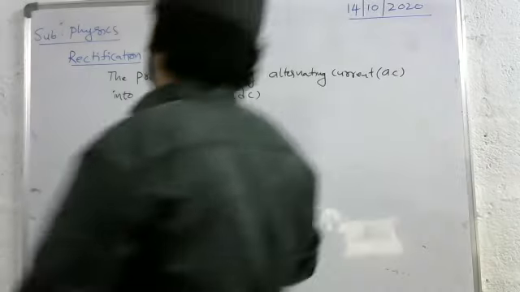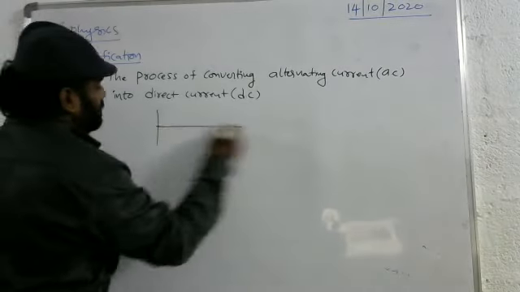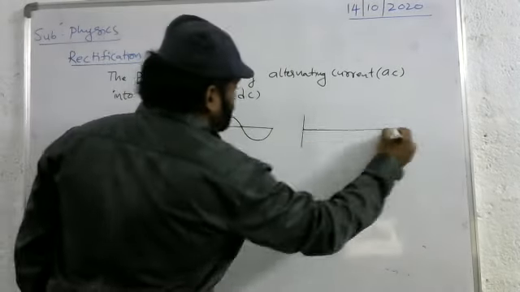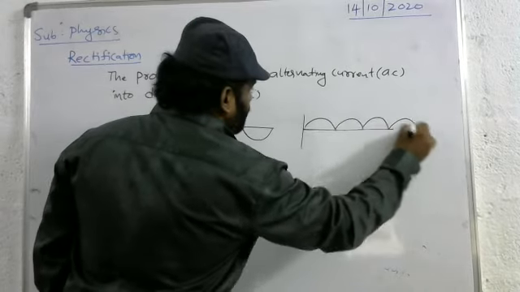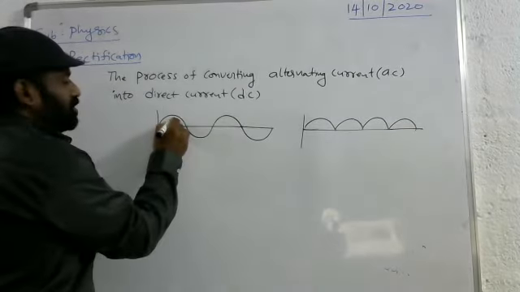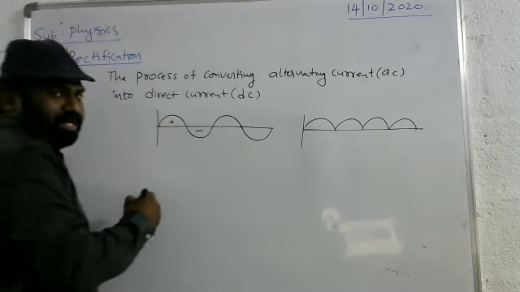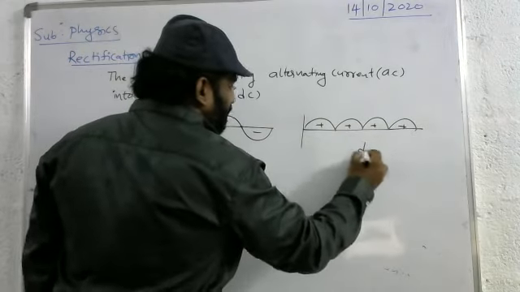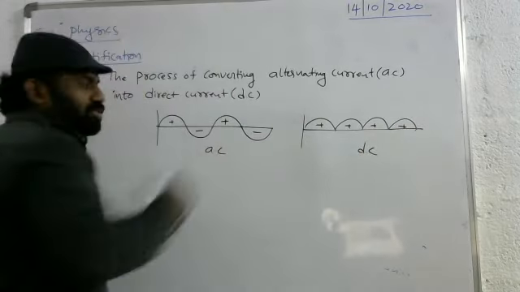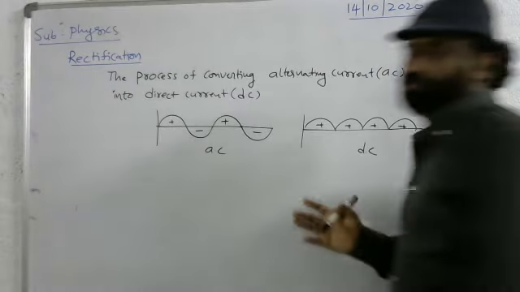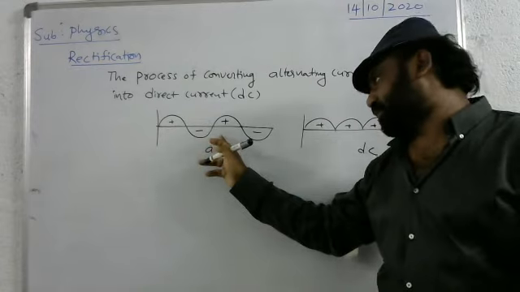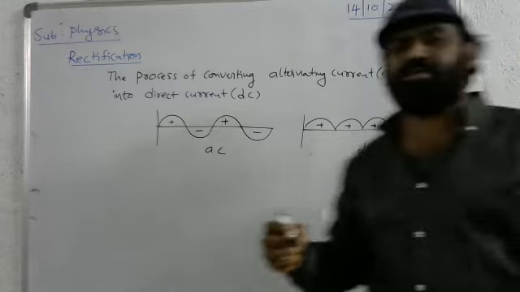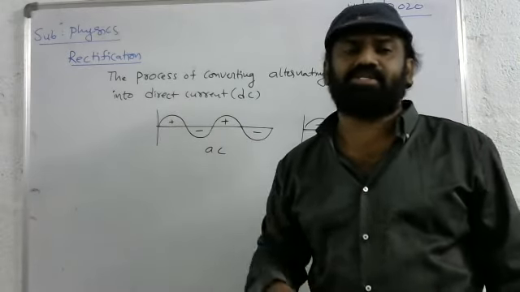What is alternating current? How is it? The alternating current is like this. This is alternating current and this is direct current. This is called positive half cycle and this is negative half cycle. But in case of DC, all are positive half cycles. They are also called pulses, positive pulse and negative pulse, whatever it is.